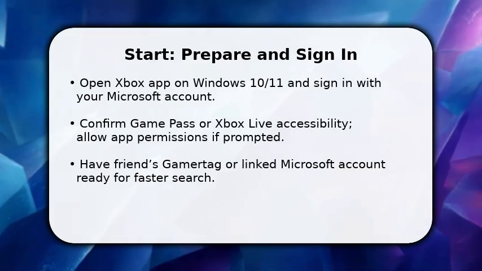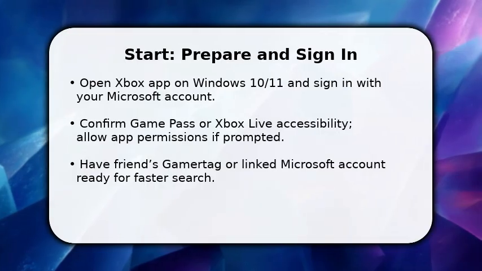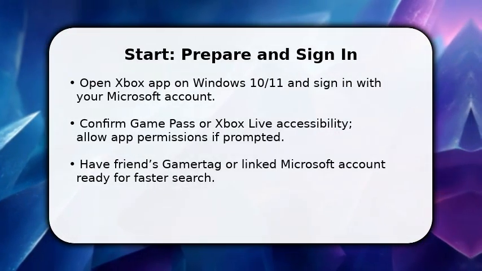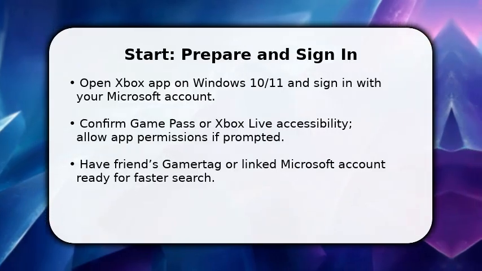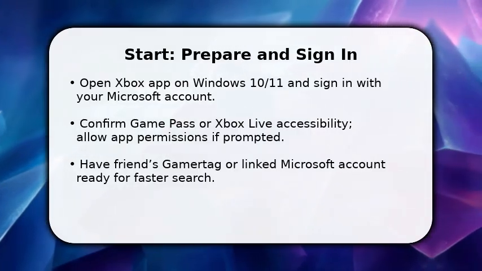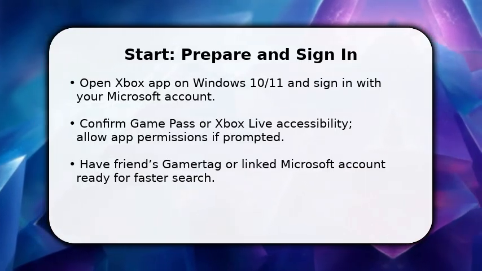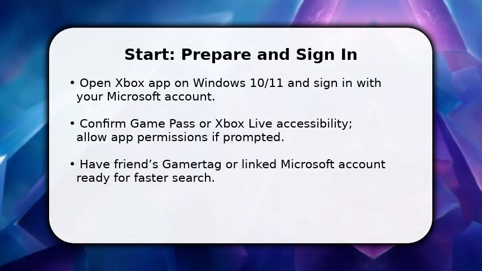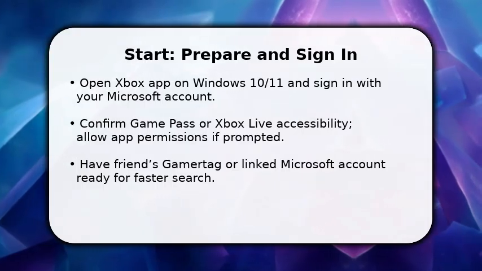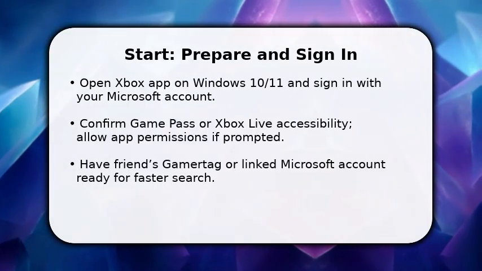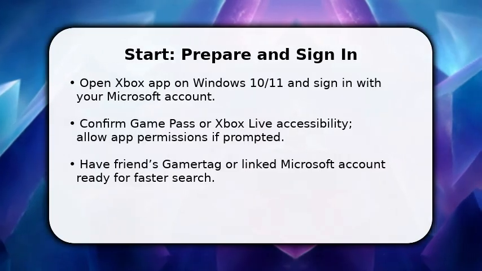You start by opening the Xbox app on your PC and signing in with the Microsoft account you use for Game Pass. Once signed in, make sure the app has necessary permissions because connection features rely on that. Next, grab the friend's gamer tag or email. This makes the search fast and precise. You're doing this first so you don't hit pauses later. It eliminates common delays and lets you go straight to searching and sending a request.